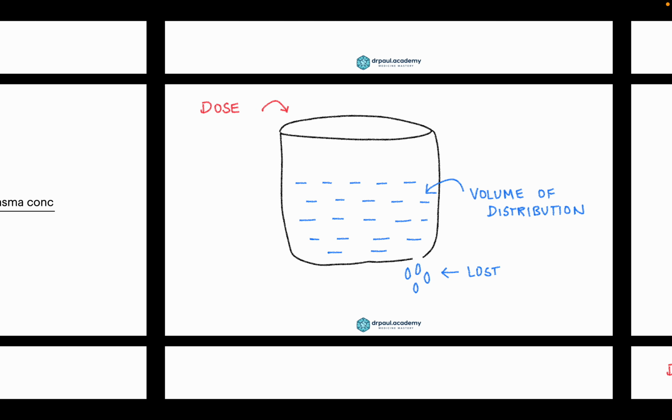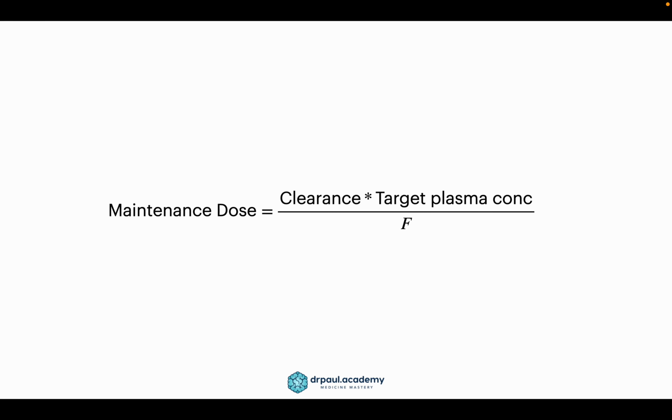So all we have to do in order to calculate the maintenance dose is multiply clearance with target concentration, and you get the dose that you need to give in order to maintain the concentration within the therapeutic range. Why? Because clearance is the amount of plasma that is completely getting cleared of the drug, and if you multiply that by concentration, you'll get the amount of drug in that liquid that is going out. So the maintenance dose is basically going to put back whatever goes out.